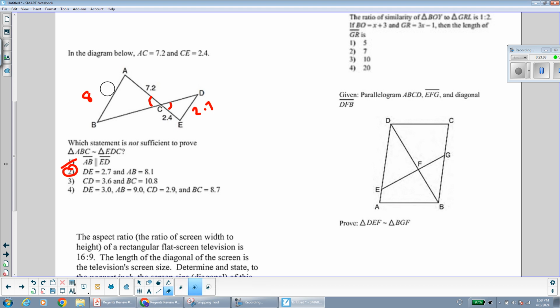If we take a look at the other answer choices, just to be sure, CD is 3.6 and BC is 10.8. This is SAS because the angle is in between the two proportional sides, and if you check, they should be proportional. And for 4, they also give you measurements of A, B, and DE. So if you try those out, you should have that they're all proportional, and that would be SSS.